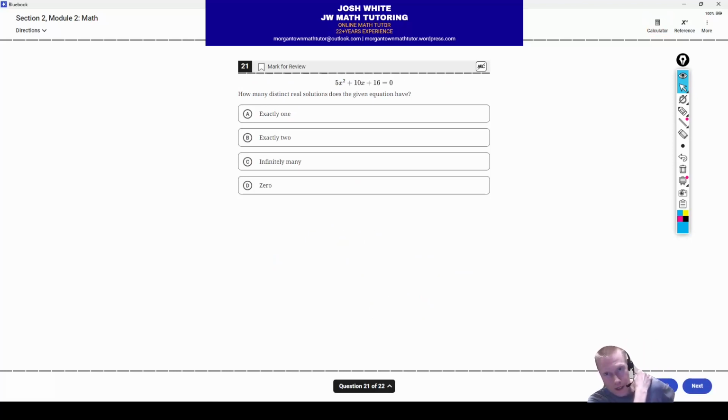All right, for 21, this problem, quadratic equation, how many distinct real solutions does it have? If you were going to do this one by hand, basically what you're checking is the discriminant, the b squared minus 4ac part of the quadratic formula that's under the radical. And you're seeing, is it greater than 0, less than 0, equal to 0. You plug the numbers in.